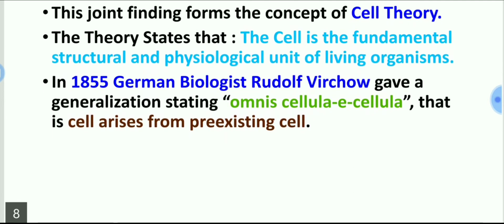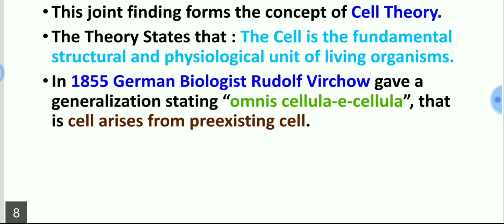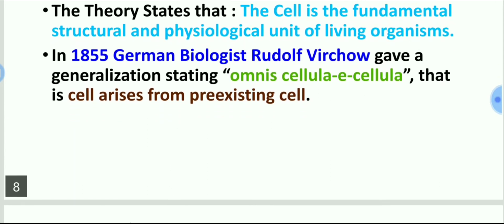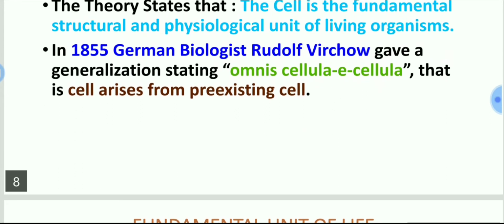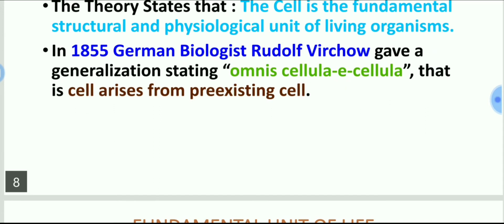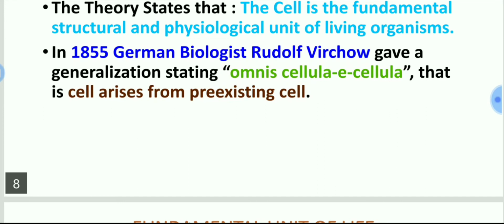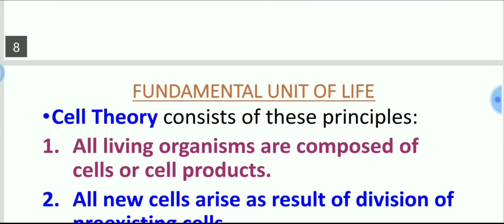Okay, now in 1855, the German biologist Rudolf Virchow gave a generalization stating omnis cellula e cellula. It is a very popular statement of Rudolf Virchow, that is, cells arise from pre-existing cells. He says that cells arise from pre-existing cells.